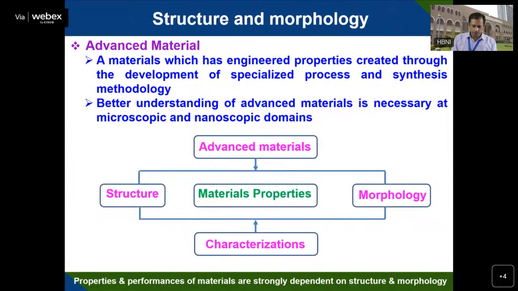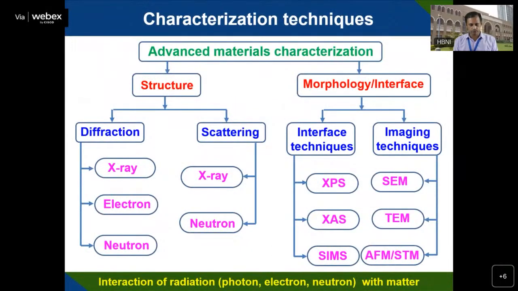Before going to characterization techniques, when you synthesize an advanced material, the first thing is to study its material properties. The material properties are mainly defined by two parameters: structure and morphology. For both structure and morphology, you have to use characterization techniques, different techniques to identify the different properties. So mainly, I will discuss the characterization techniques we are going to study.